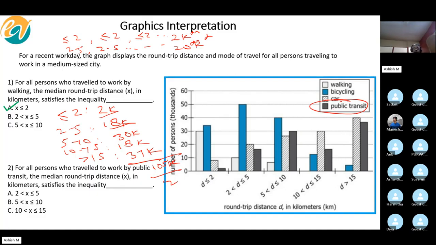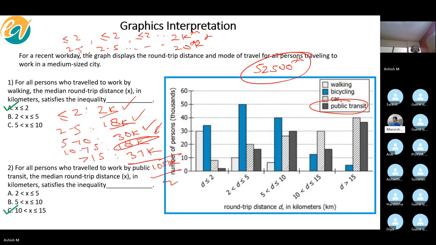So we are looking for basically the 52,500th person, who is essentially traveling how much distance to and fro in public transport, right? So notice this is 2K, 20K, 50K. So clearly 52,500 will fall here, which is what? 10 to 15. Between 10 and 15. So that's the answer, guys.